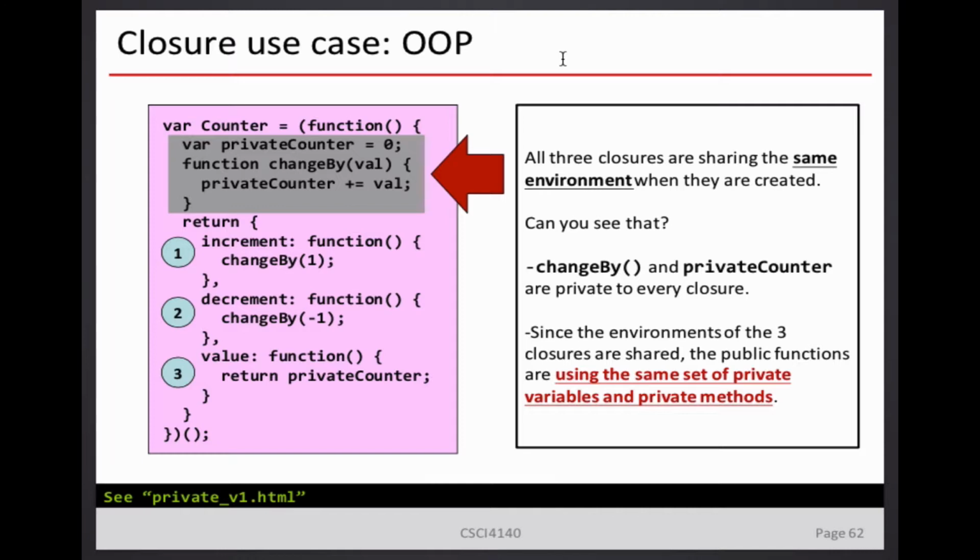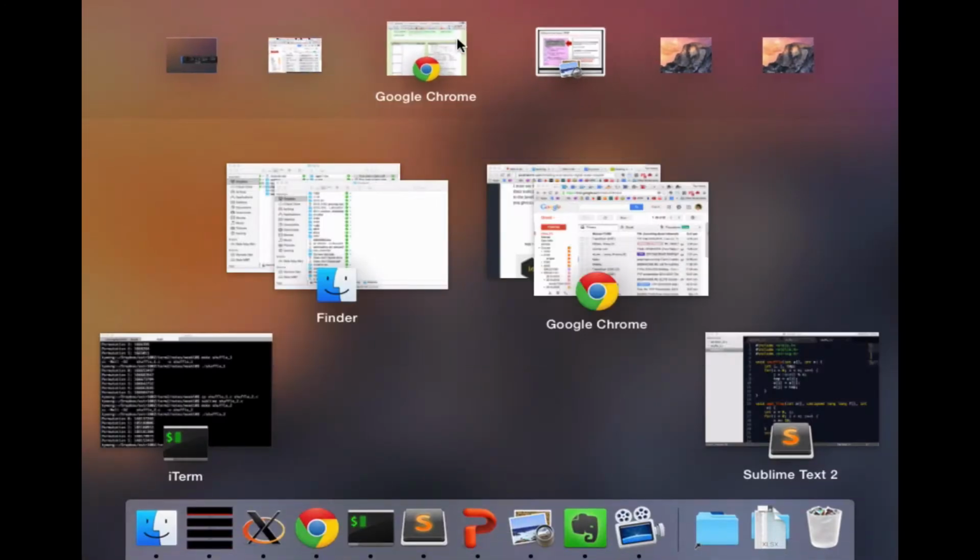Now the problem is a very important one. When you look at that, it is as if I am creating one private variable called privateCounter, one private method called changeBy, and three public methods that access the private method or private variable. The three functions point to the same instance. This is the question. If the three different closures pointed to three different instances, that would fail. So let's run an example to see the effects here.